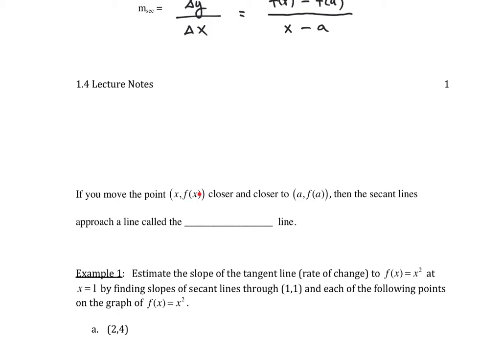If I scroll back down to my notes over here, what we're saying is if you move the point x, f of x closer and closer to a, f of a, then the secant lines approach a line called the tangent line. Now I want to emphasize this idea of moving the point x, f of x closer and closer to a, f of a.